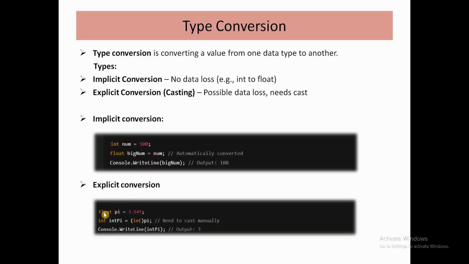But not in the case of explicit. Suppose we are putting a float value, a decimal value, into an integer. In this case it will only accept the value before the dot and put that into the integer value. After the dot it will remove all these digits. You can see that we are typecasting the float value into an integer and it will only accept 3. It will delete the values after the dot, like 14f. So this is explicit, and this one is implicit conversion.